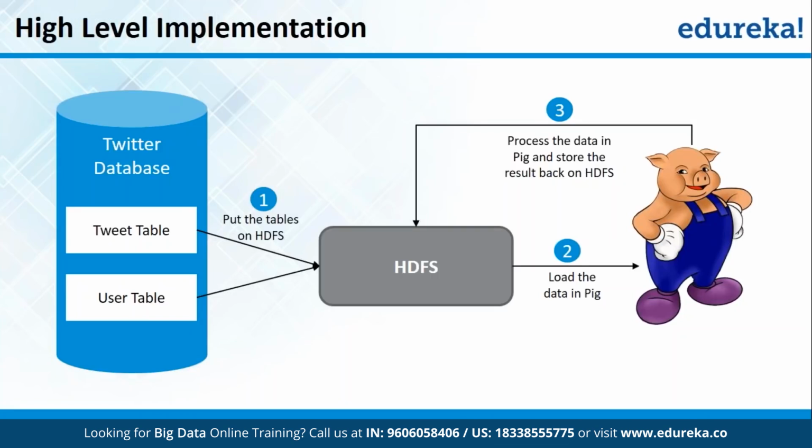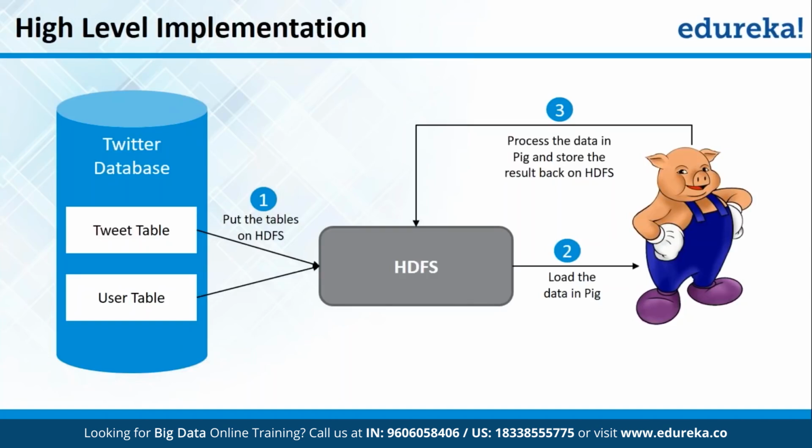Apache Pig. So at Twitter, they had a database in which there were many tables in which the archived data was stored. The insight that we want to extract is related to two particular tables, that is the tweet table and the user table. So the very first step is to move the data of these two tables into HDFS. Once the data is moved to HDFS, this data is loaded into Pig, and finally the data is processed by Pig and the result is stored back to HDFS.